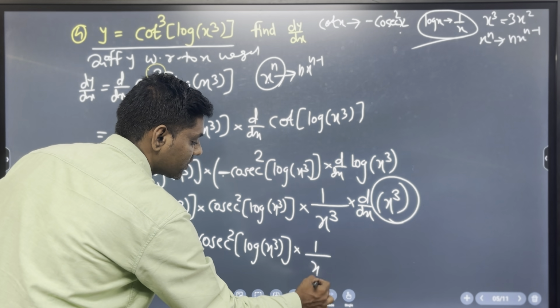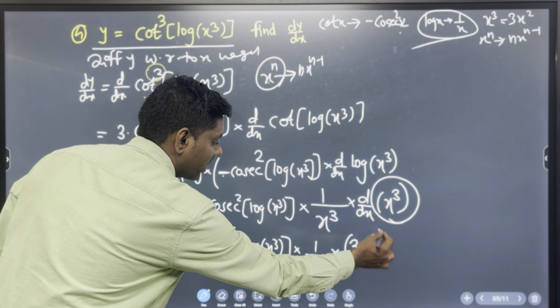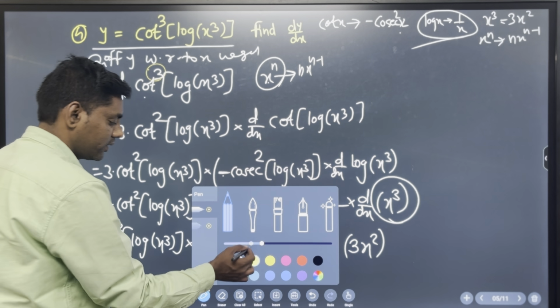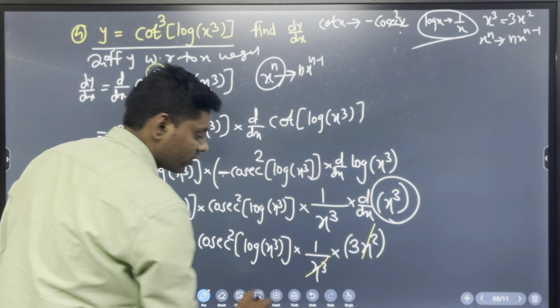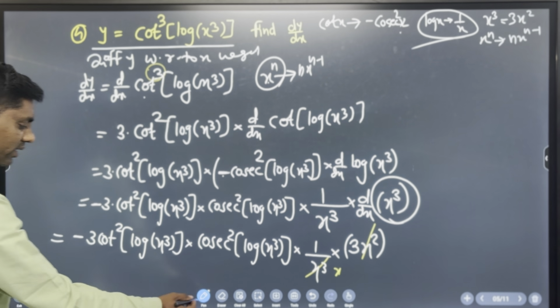That is 1 upon x cube. And what is the derivative of 3x? So that is 3x square. So now you clearly observe that x square and x cube get cancelled. So a single x is remaining in the denominator. So this is the final answer.